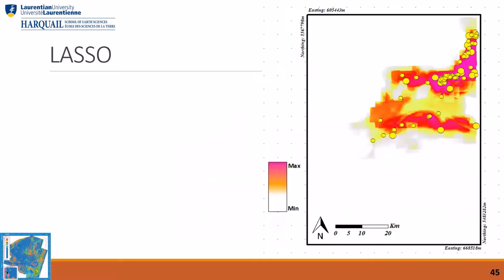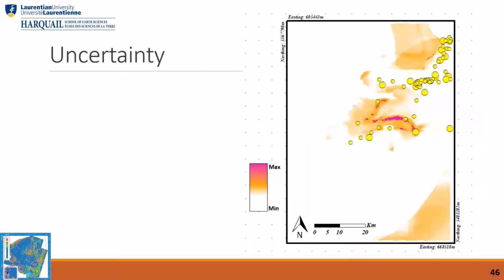But our best method here was lasso, and these are the results of our lasso algorithm. What we can see is that the majority of our mineral deposits and occurrences have been located in the anomalous zones that have been delineated by this methodology. So we also went ahead and calculated the uncertainty of our model. This uncertainty is associated with the differences between different mineral deposits and occurrences that we have.